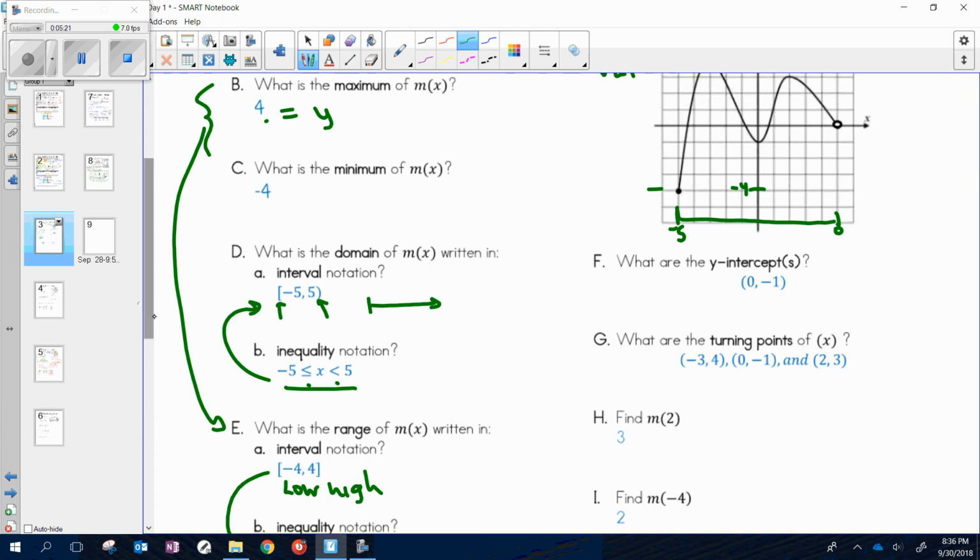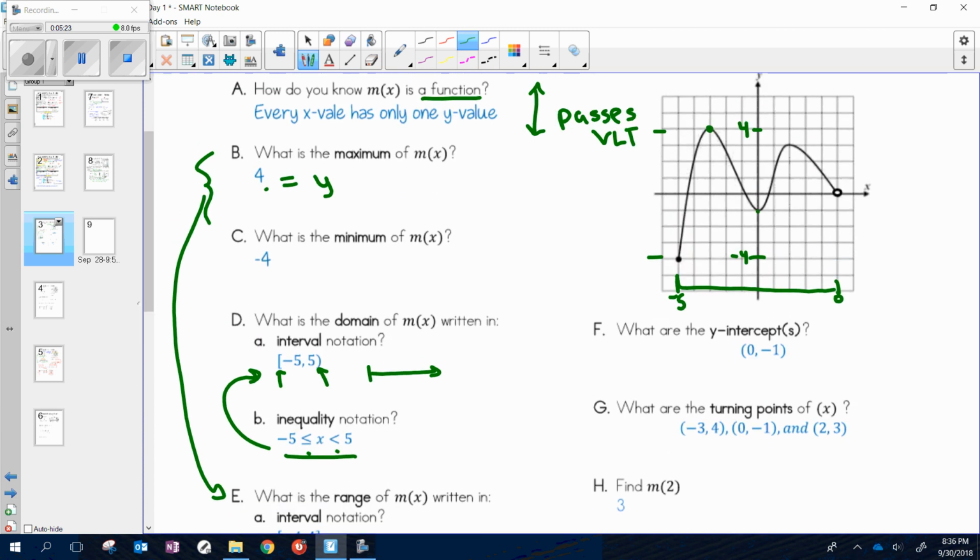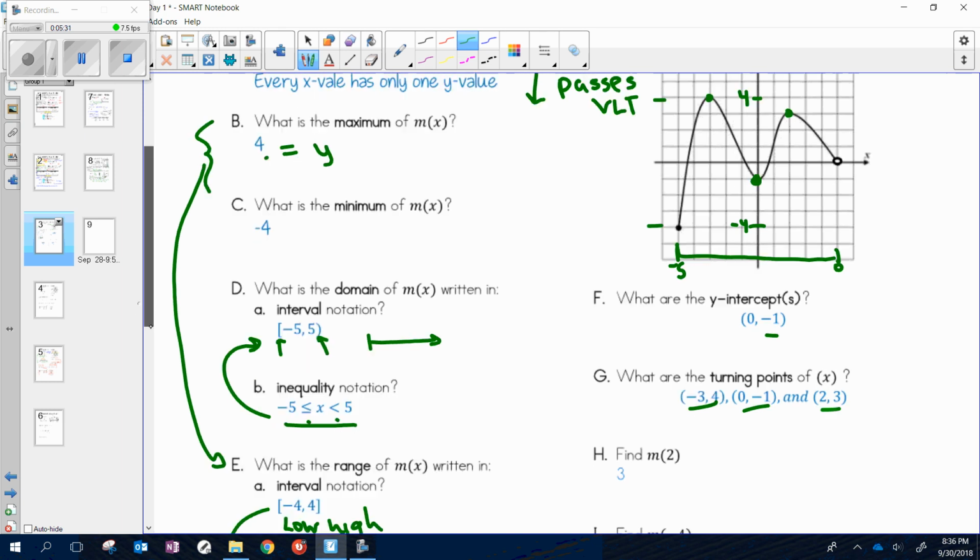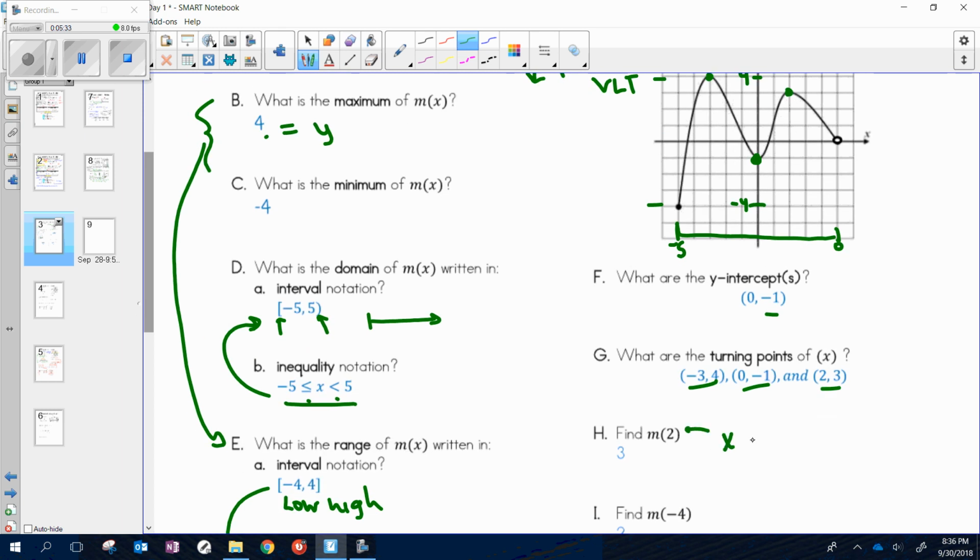What's the y-intercept? You should see that pretty easily right here at -1. Turning points are these bumps. There's 3 of them. I labeled the coordinates for you. M of 2 means when x equals 2, what is y? And it is 3. If you look at the graph, it's this point right here.